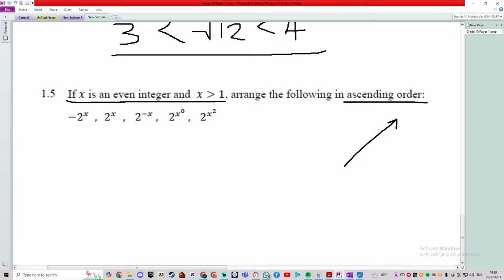Now, I have to find out which one of these will be the smallest. There are two ways I can do this. I can use my math knowledge just by looking at it and seeing which one will be small. Or you can substitute for x. Since x is even and bigger than 1, you can let x equal 2, and substitute 2 where x is in all of them. Then you can find which one is the smallest and which one is the biggest.